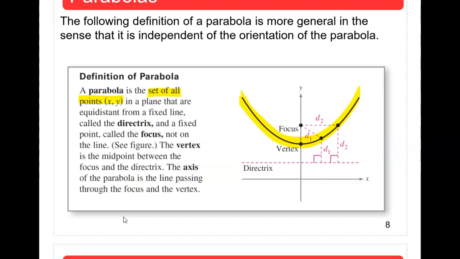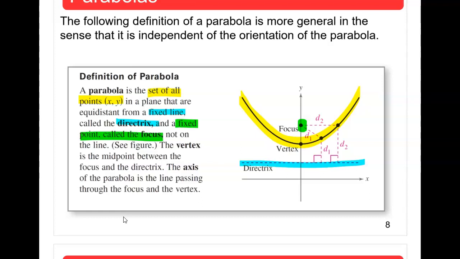So the directrix is a fixed line, and that is here. And also a fixed point, which is called the focus. Here's the focus, not on the line. So the focus, as you can see, is not on the yellow part. It's not on the curve of the graph.